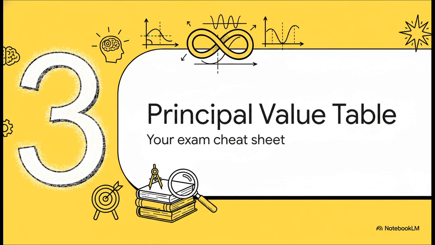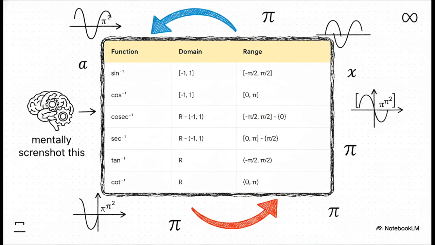Okay, moving on to Section 3, the principal value table, your ultimate exam cheat sheet. Guys, I cannot stress this enough. This definitive table right out of your textbook holds the keys to almost all your 1-mark questions. Mentally screenshot this right now. You absolutely must memorize the specific domains and ranges, the principal value branches, for all 6 inverse trig functions.